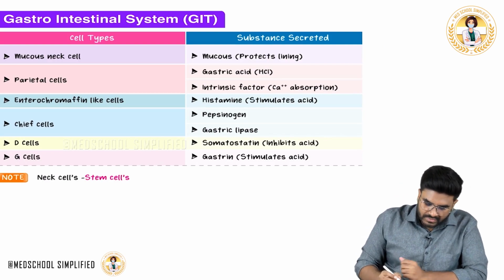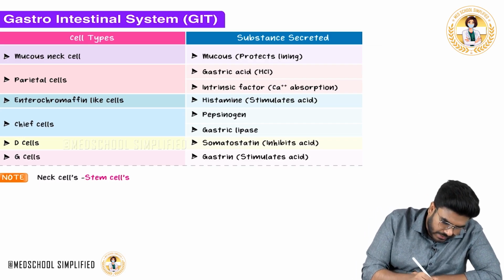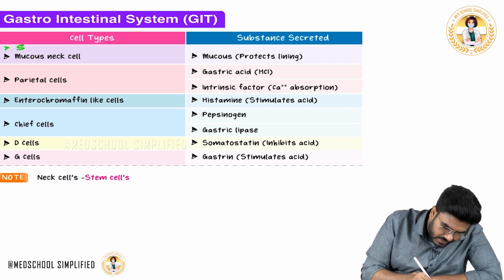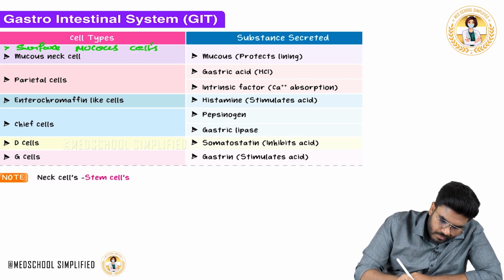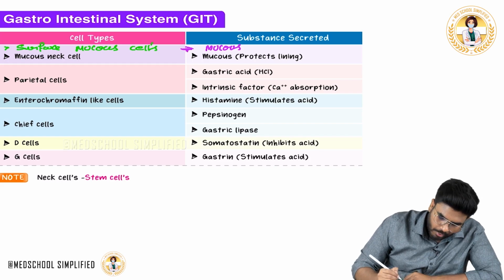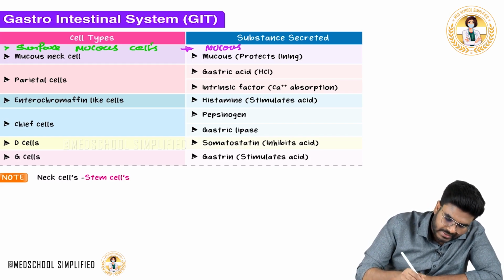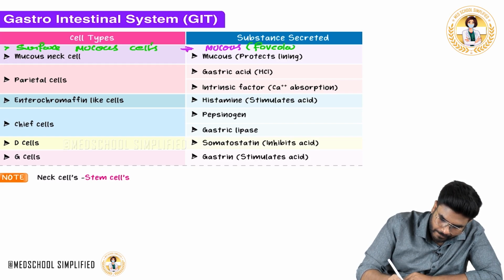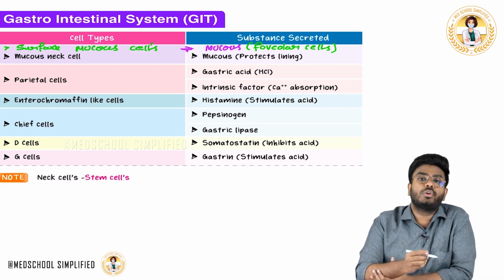What is the first cell I have told you? It's a surface mucous cell. Write it here, it's missing over there. The important point is that the surface mucous cell produces mucus. The surface mucous cell is also called the foveolar cell.